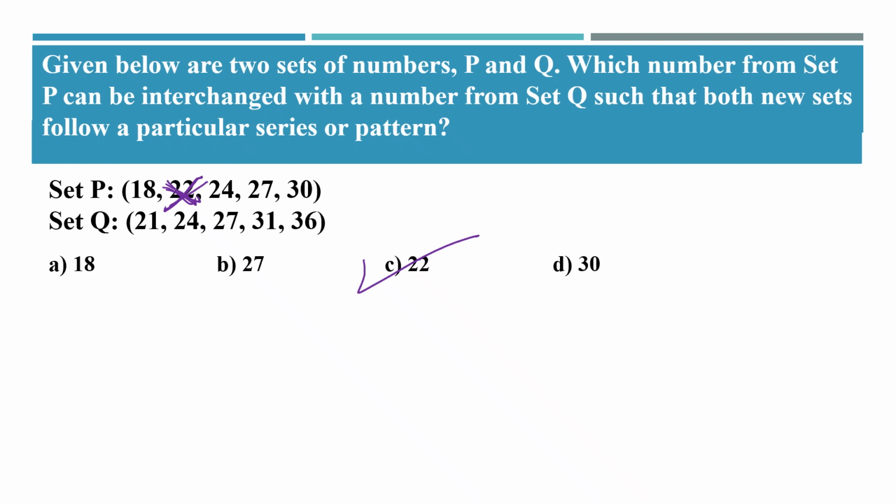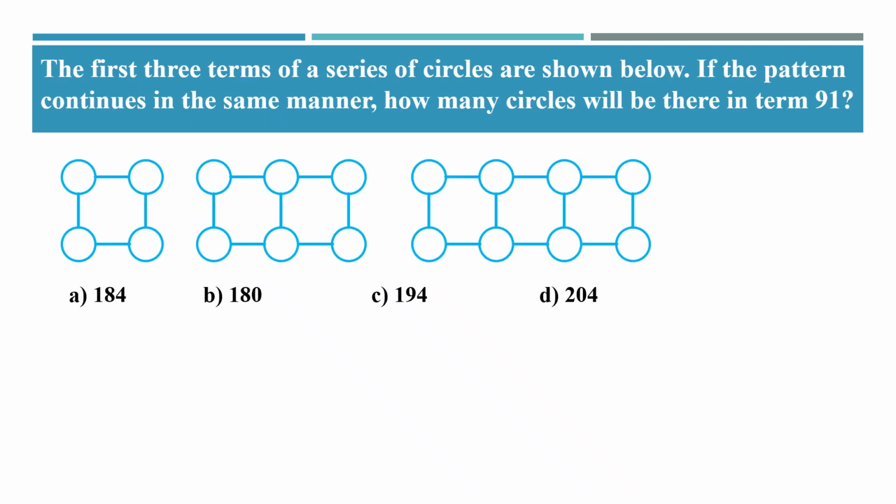Okay, moving to the next question. The first three terms of a series of circles are below. If the pattern continues in the same manner, how many circles will be there in term 91? Great. Let's check what this is.